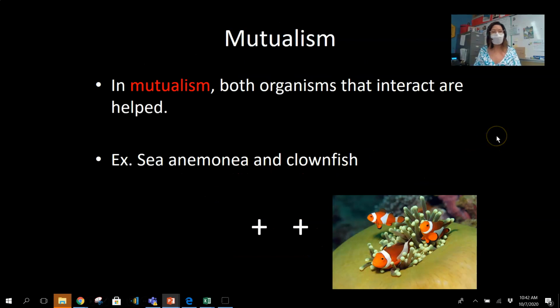Here's mutualism. In mutualism, this is kind of what most people think about when you're talking about symbiosis. This is where both organisms that interact together are helped. So it's a plus plus for each organism. In this example, we can see the clownfish and the sea anemone. The sea anemone protects the clownfish from other predators, and the clownfish might bring back nutrients and different things to the sea anemone. So they both benefit from this relationship. It's a plus plus mutualism.